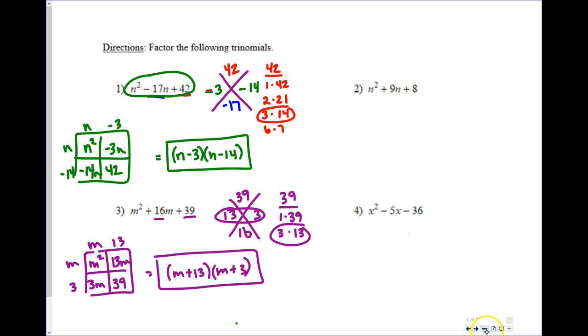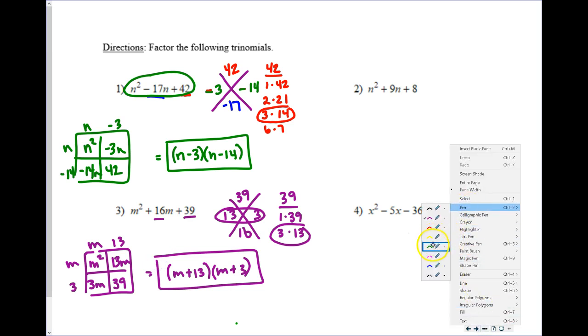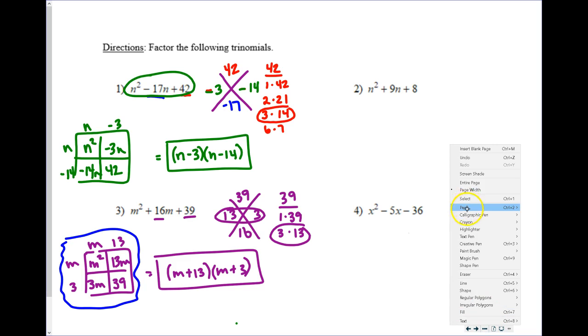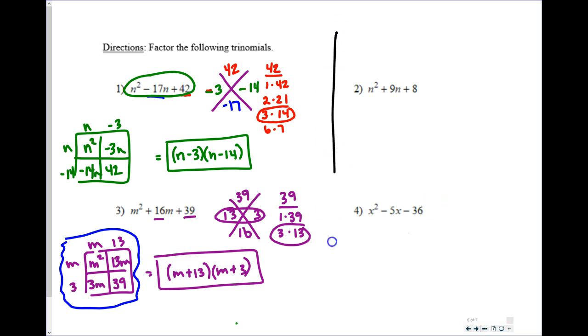You'll know you're right if this whole thing right here is correct. If this makes sense and all your multiplication is working, you know you're right. So now I want you to try these last 2 on your own. So pause the video and try these 2 on your own.